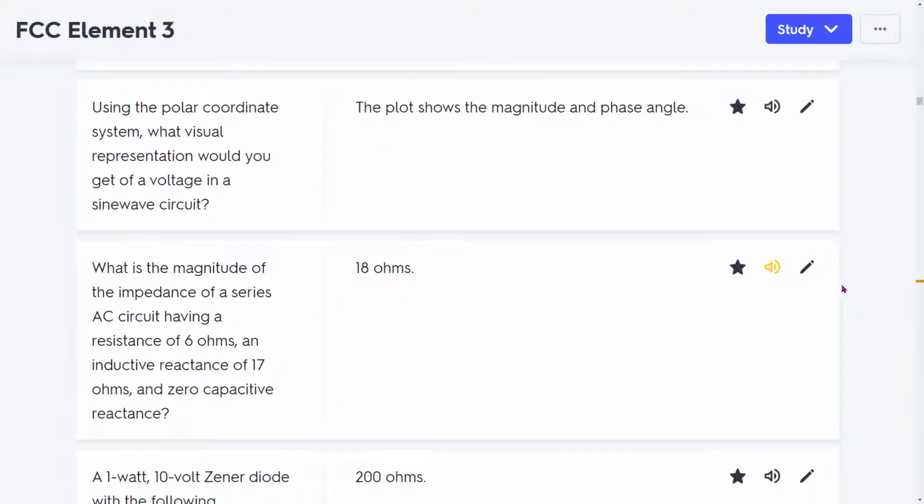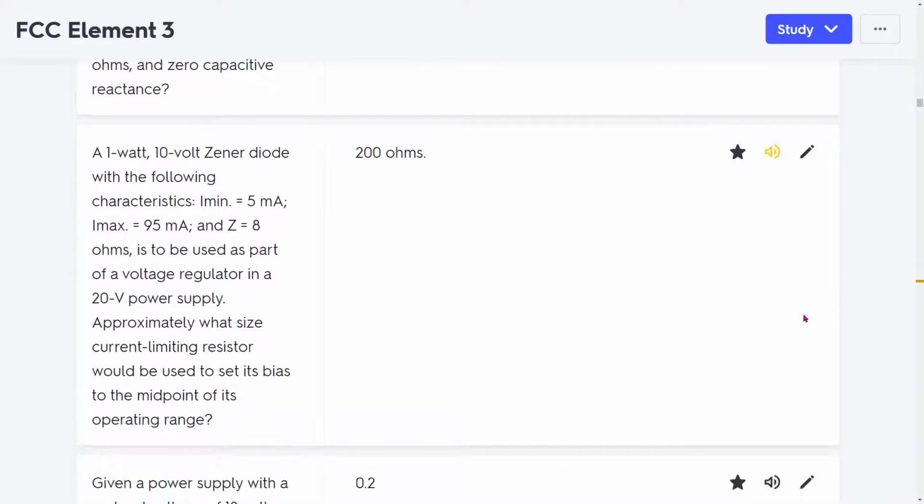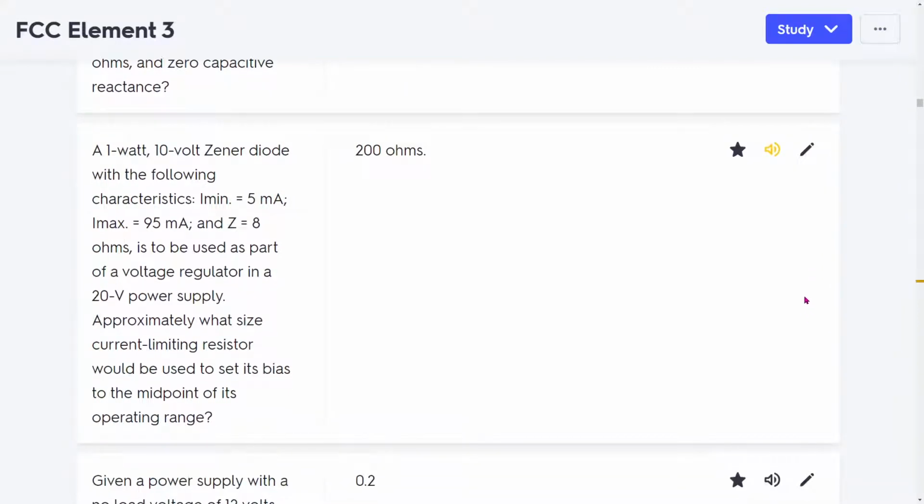What is the magnitude of the impedance of a series AC circuit having a resistance of 6 ohms, an inductive reactance of 17 ohms, and zero capacitive reactance? 18 ohms.